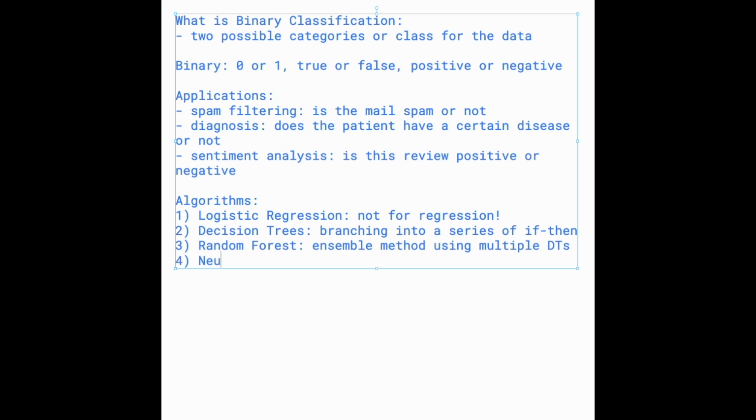There are also neural networks that can be used for binary classification, and they use neurons, or neural layers, to learn patterns in the data and determine if this is one type or the other type. And obviously you can use all of these, or rather the bottom three, for other applications outside of binary classification, but they are also used for binary classification.